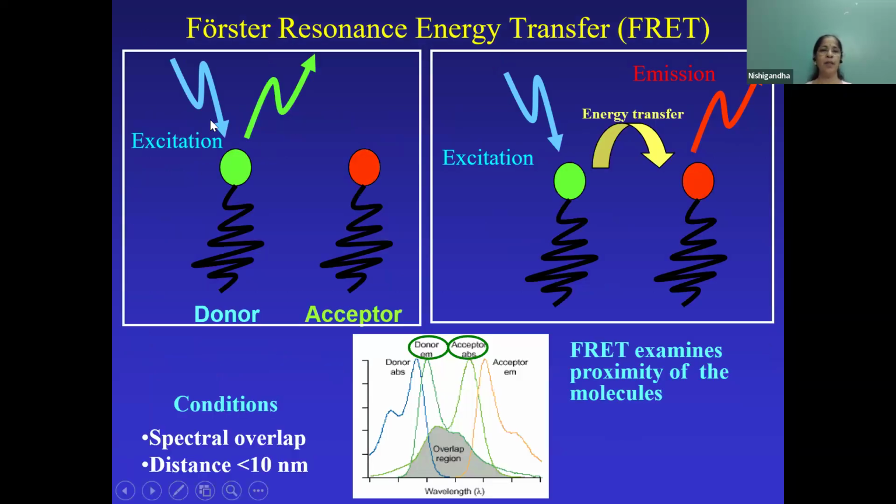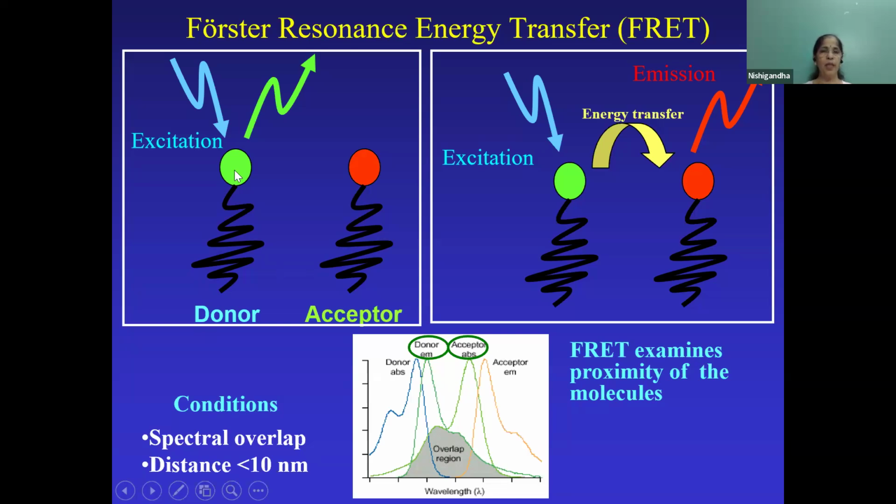Like if you excite your donor and the acceptor is not close by. Now, let's first see what is the pattern of excitation and emission. Now, the donor is getting excited by blue. The emission of the donor is in green. However, the excitation of the acceptor is in green and emission is in red.